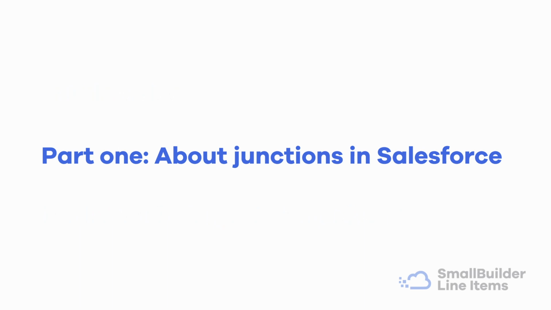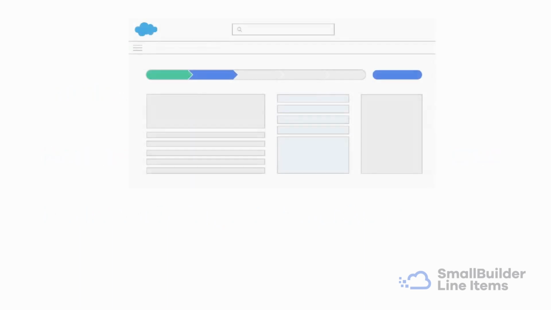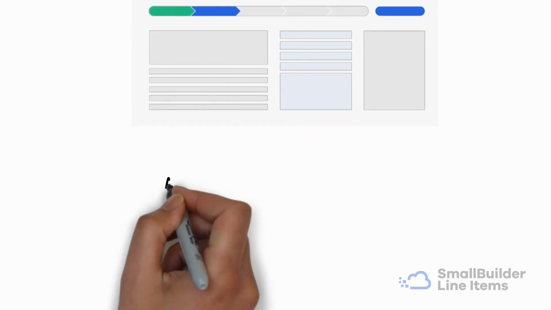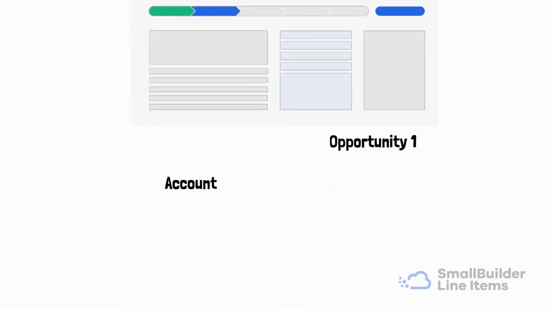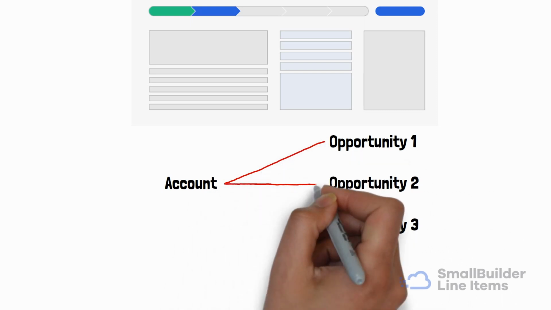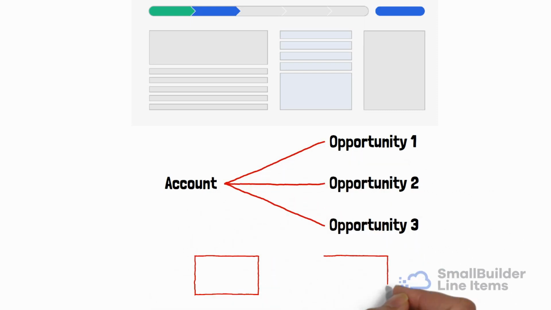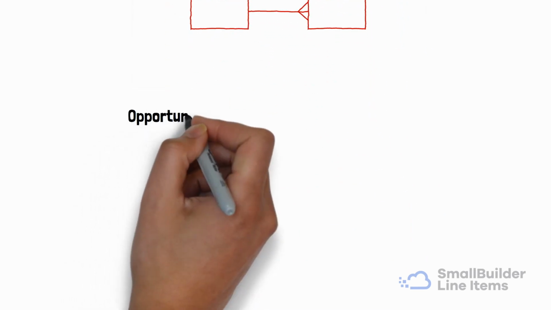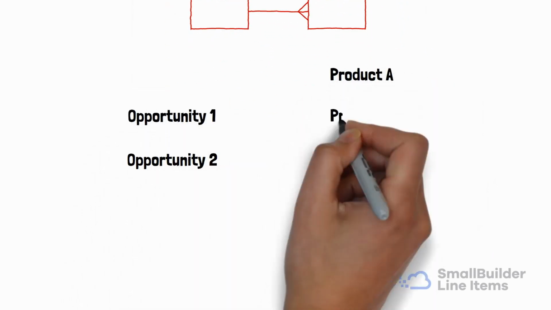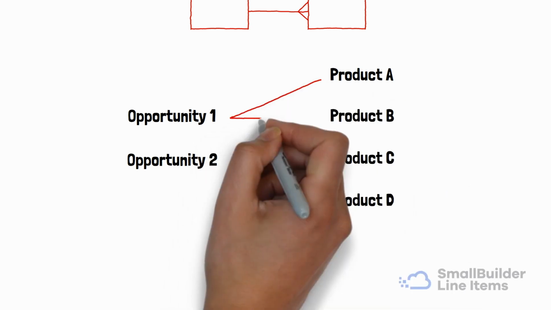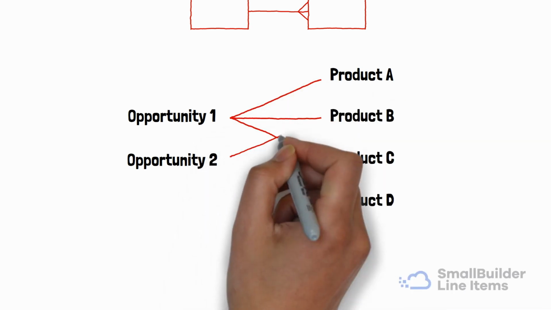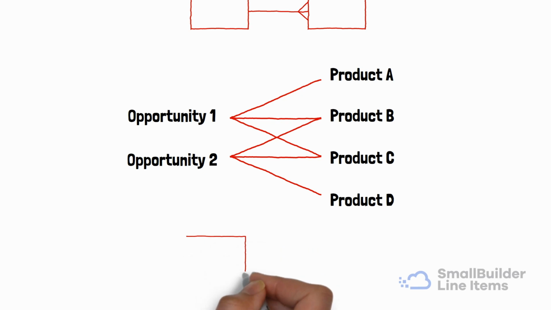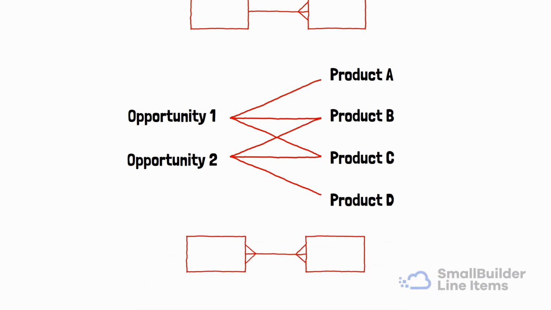Why use junction objects? In Salesforce, it's easy to create a one-to-many relationship, for example, the relationship between accounts and opportunities, where several opportunities may be related to the same account. But to create many-to-many relationships, for example, between opportunities and products, where one opportunity may contain multiple products and the same product may be present in multiple opportunities, we need to create a junction relationship.